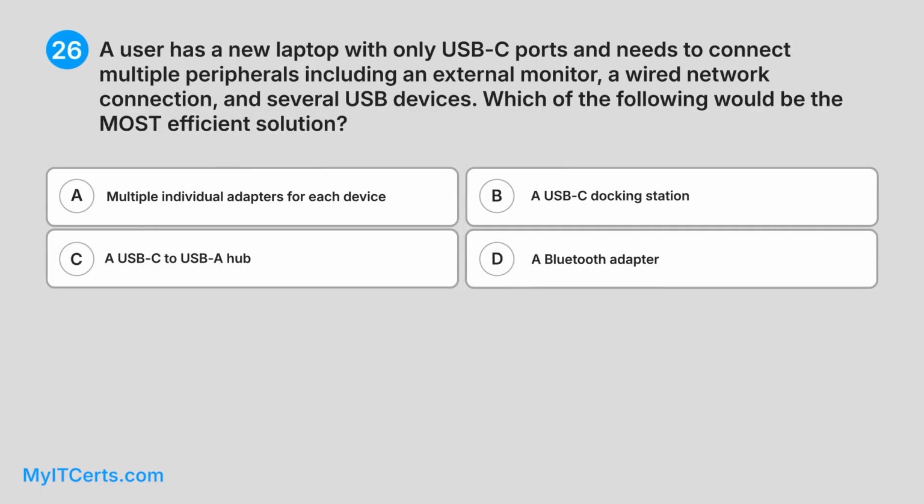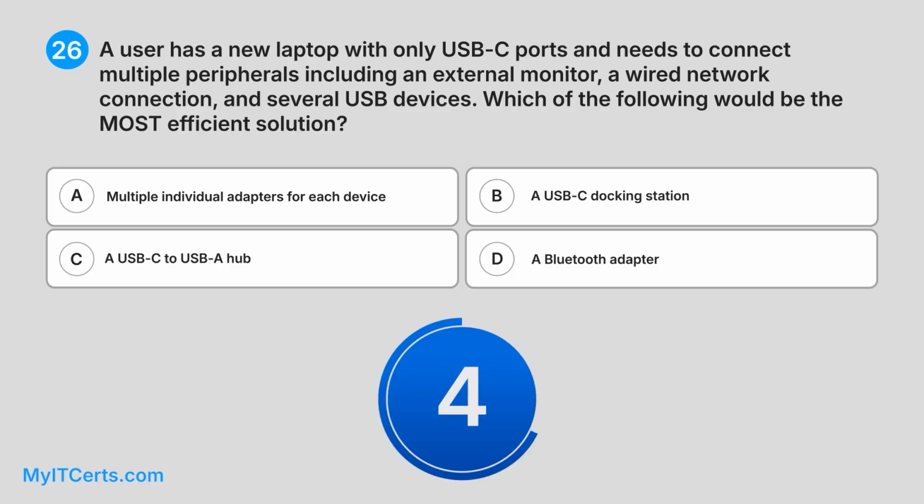26. A user has a new laptop with only USB-C ports and needs to connect multiple peripherals, including an external monitor, a wired network connection, and several USB devices. Which of the following would be the most efficient solution? A. Multiple individual adapters for each device. B. A USB-C docking station. C. A USB-C to USB-A hub. D. A Bluetooth adapter. What do you think is the answer?